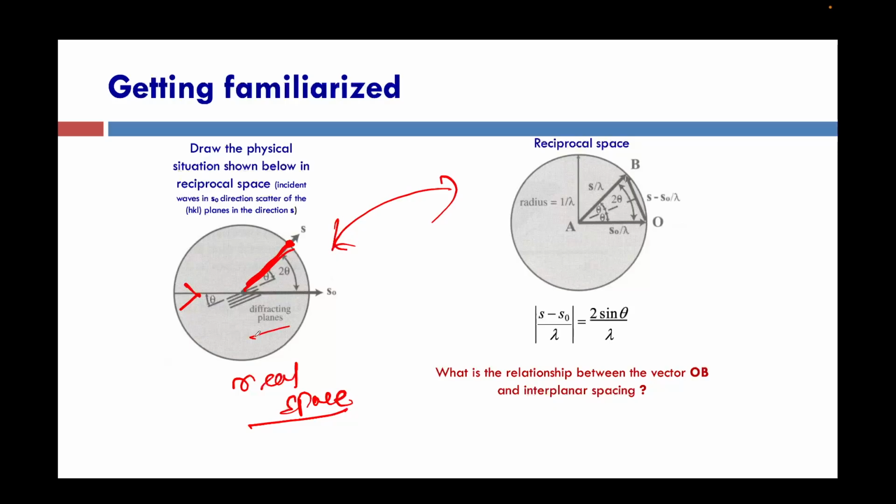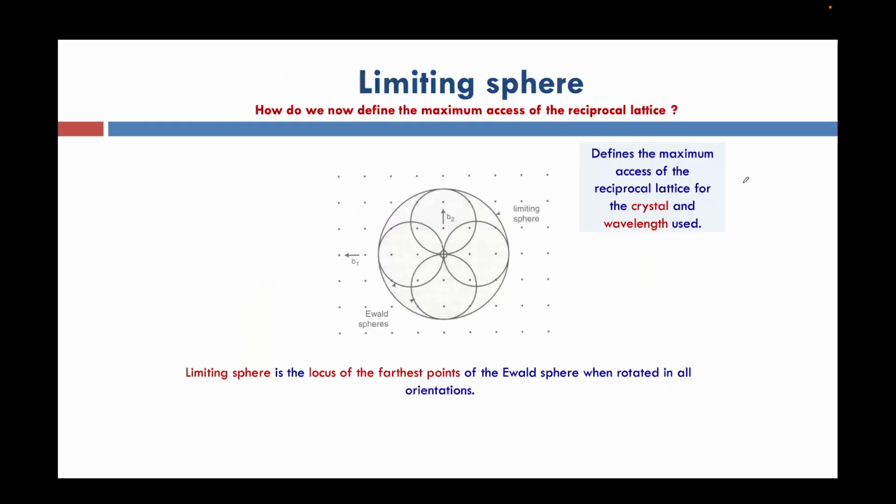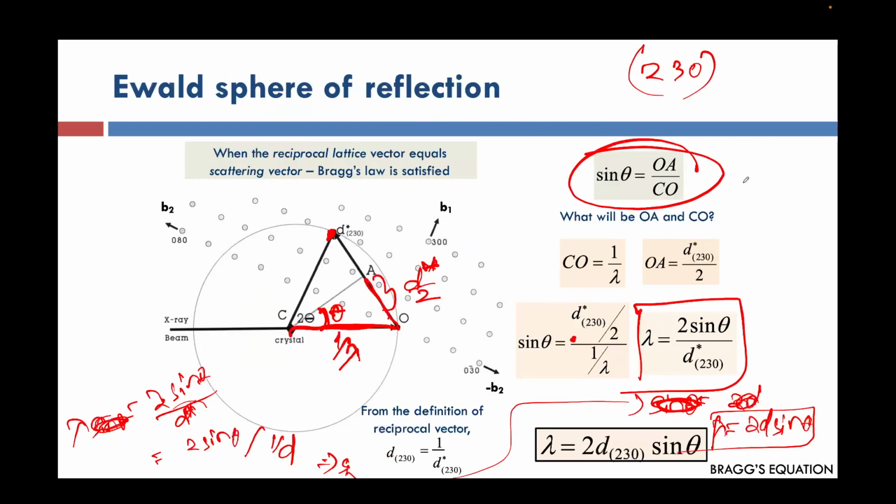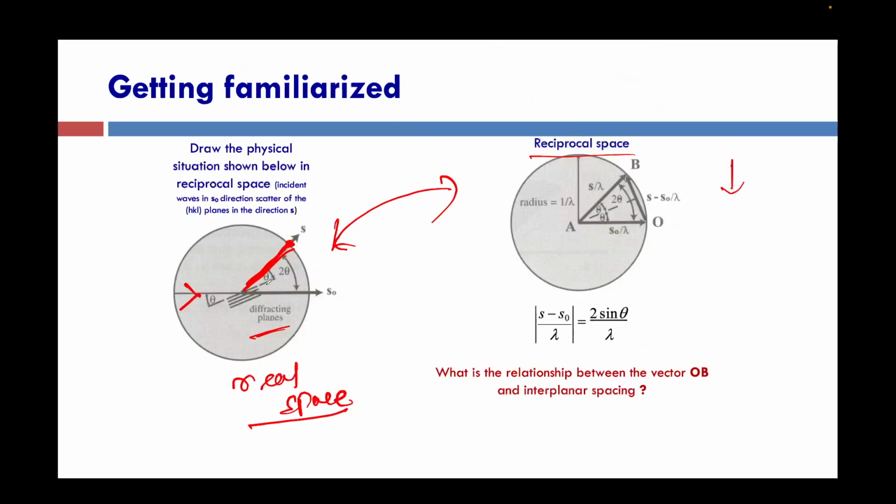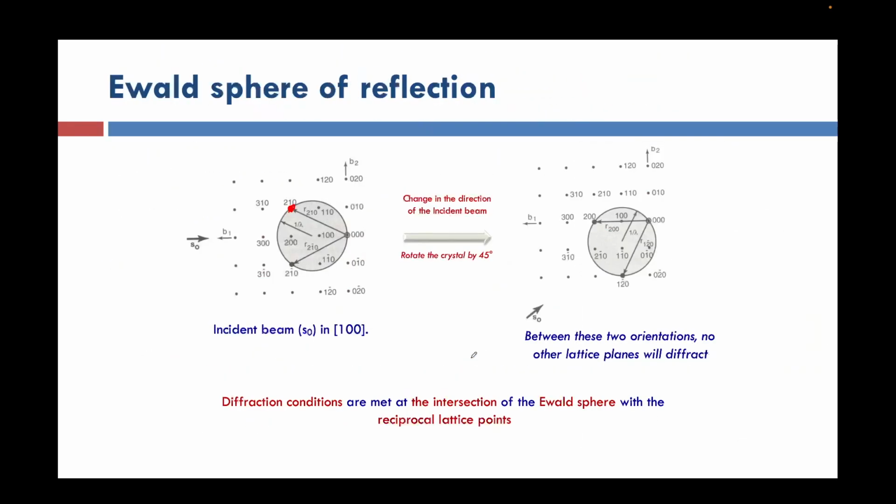So these are the diffracting planes in real space, and this diagram we have considered from the reciprocal space, considering that there is an Ewald sphere, and there are different reciprocal points which are eventually three-dimensional planes in our real space. When you code this, you will get the same thing: q is equal to (s minus s naught) by lambda is equal to 2 sine theta by lambda. So the final condition you will get is n lambda is equal to 2d sine theta.